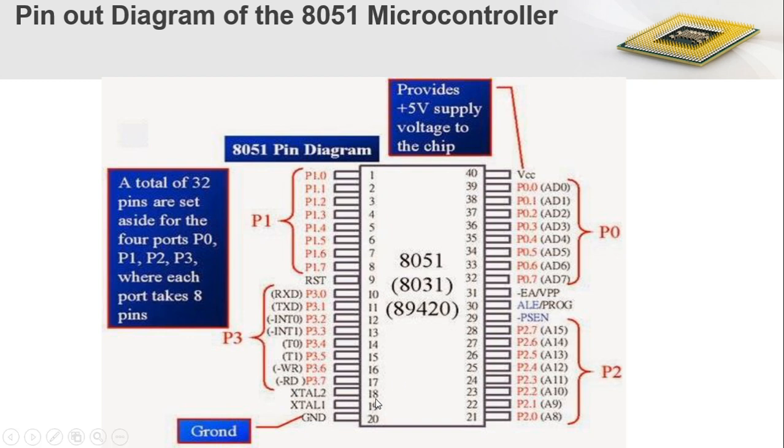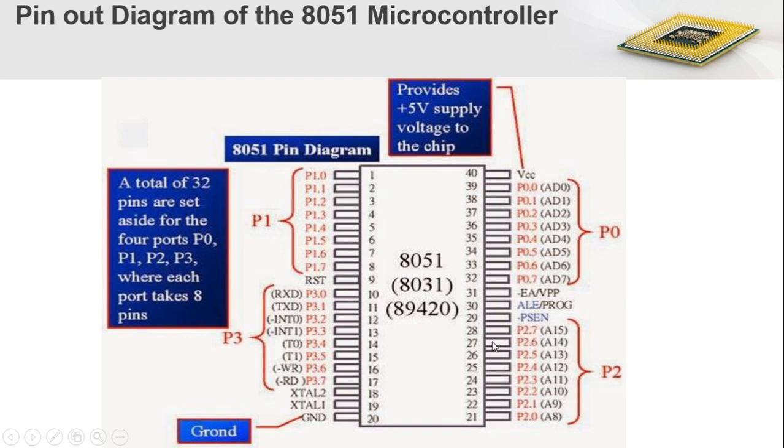And these two, the 18th and 19th pins, indicate XTAL2 and XTAL1. These two are the input to our oscillator circuit. The oscillator circuit generates the necessary clock signals in order to synchronize the system activity. And the 20th pin is the ground pin. Okay, and from the 21st to the 28th, these 8 pins are for port 2, P2.